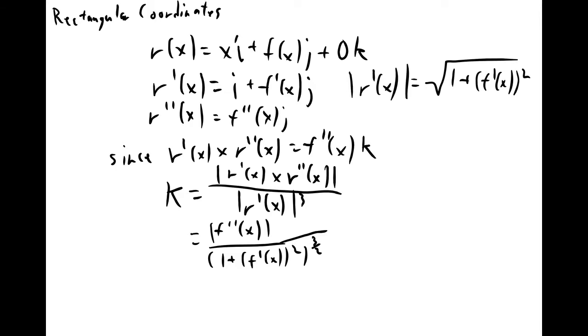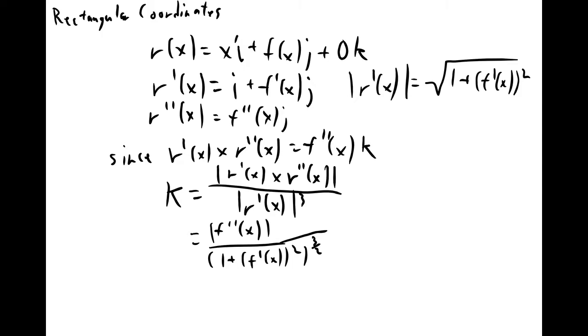We can also derive an equation for curvature using rectangular coordinates by first representing a curve C with the equation r(x) equals x i plus f(x) j plus 0 k, where x is the parameter. The first derivative gives us i plus f'(x) j, the absolute value of which then gives us the square root of 1 plus f'(x) squared. r''(x) is then f''(x) j.